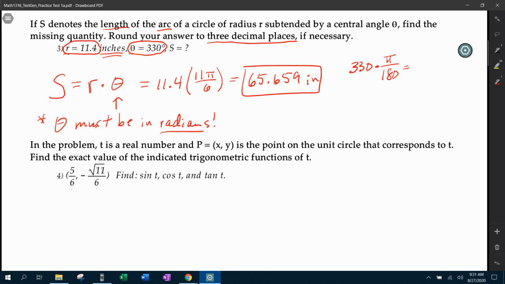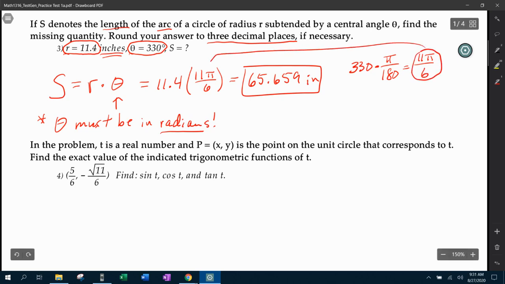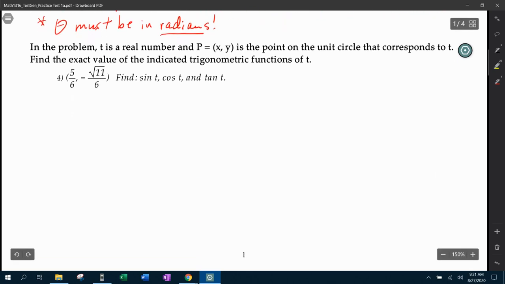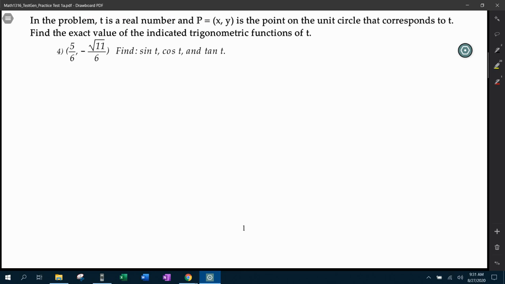And let me make a note over here. That's 11 pi over 6. That is our theta, okay? Next problem. Number 4.